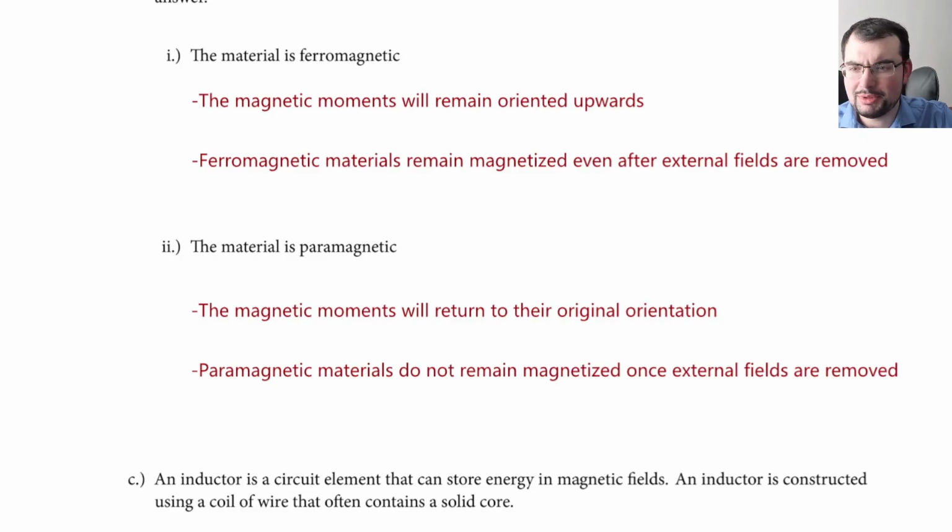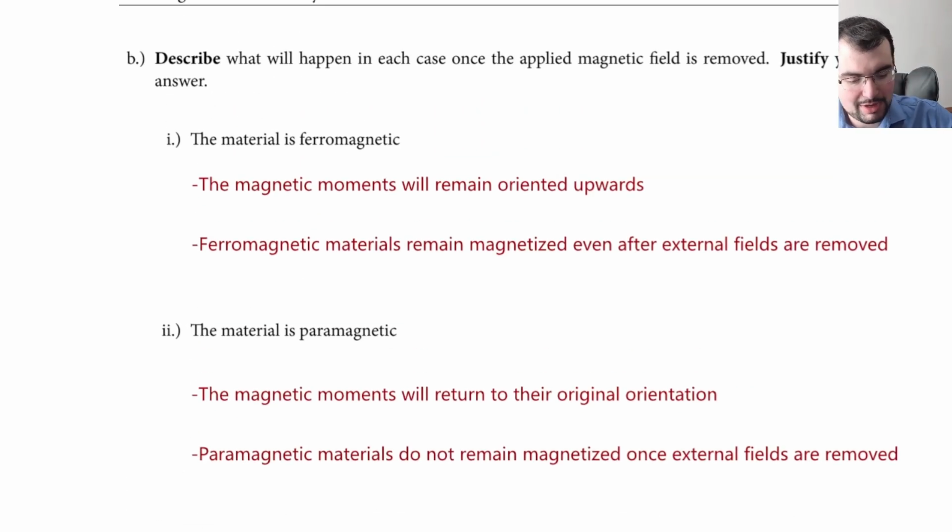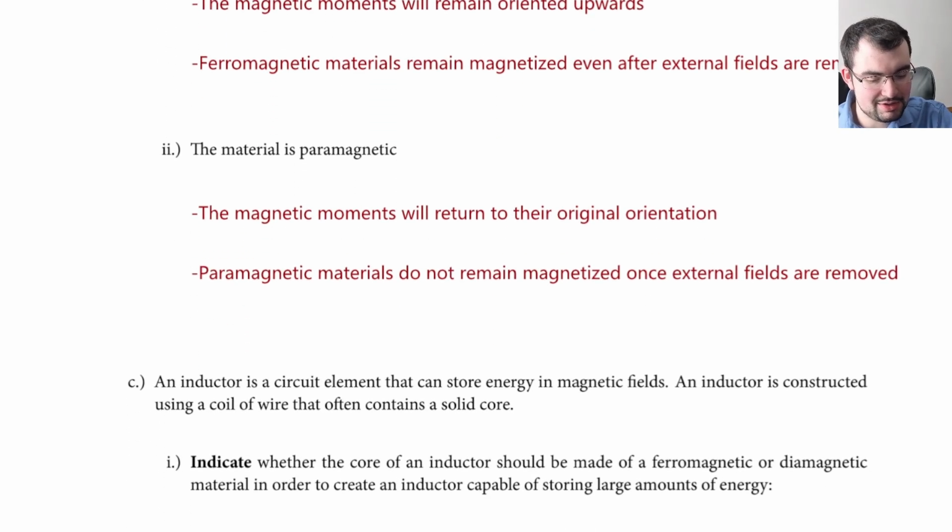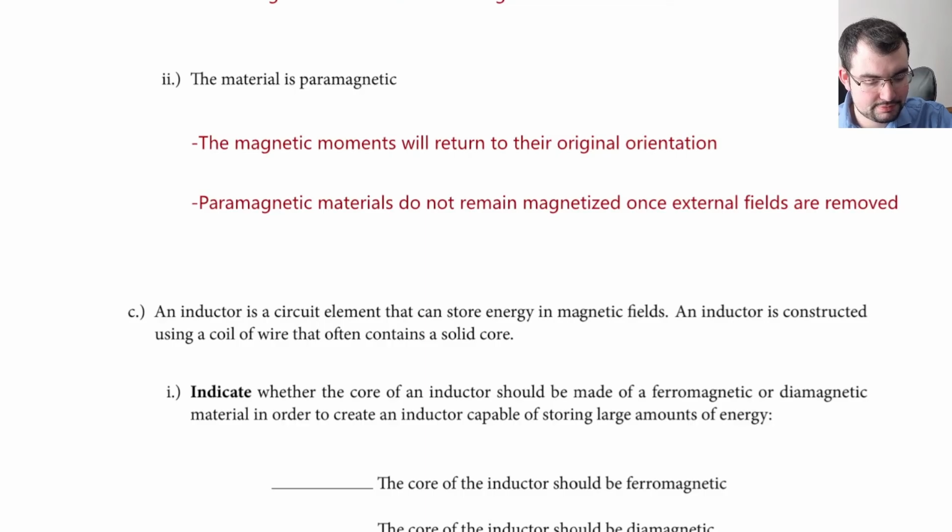So the magnetic moments return to their original orientation. So you don't get a magnet anymore. So that's why ferromagnetic is a stronger or permanent magnet, because it persists. The magnetic field persists being aligned even after you remove external fields for ferromagnets, but paramagnetics do not.